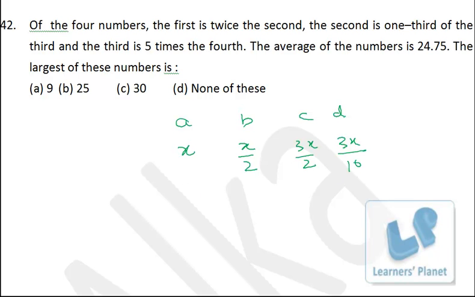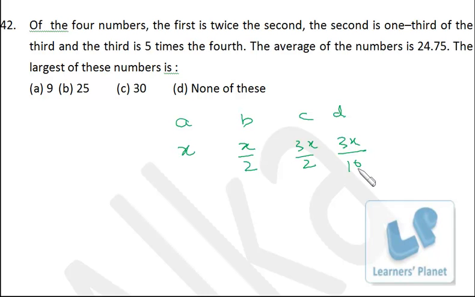I repeat, the first number is x. The first is twice the second, so the second is half of the first. Then the second is 1/3 of the third. Now B is 1/3 of C. That means C is 3 times B, right? So if B is x by 2, C will be 3 times x by 2. And the third is 5 times the fourth, so C is 5 times the fourth. That means D is 1/5 of C. So 1/5 of 3 by 2x is 3x by 10.